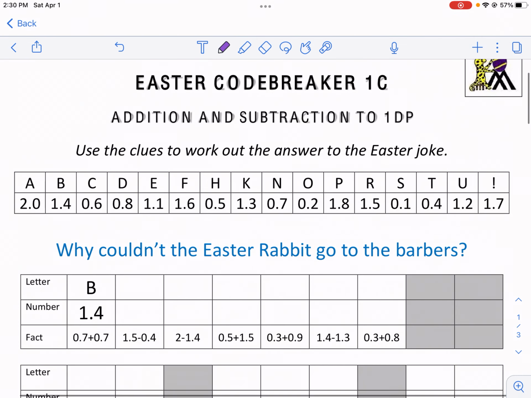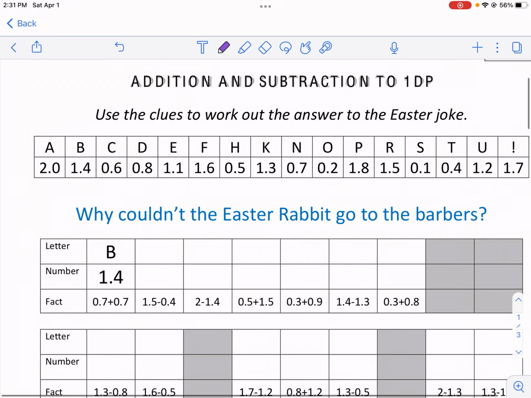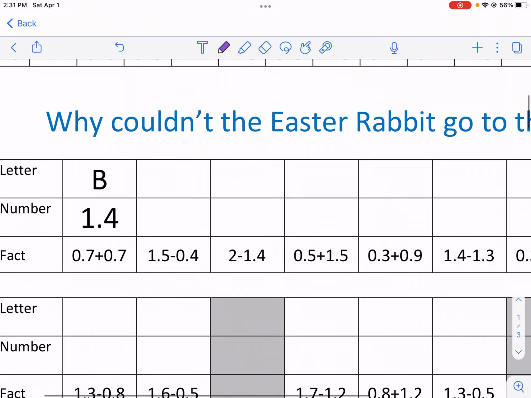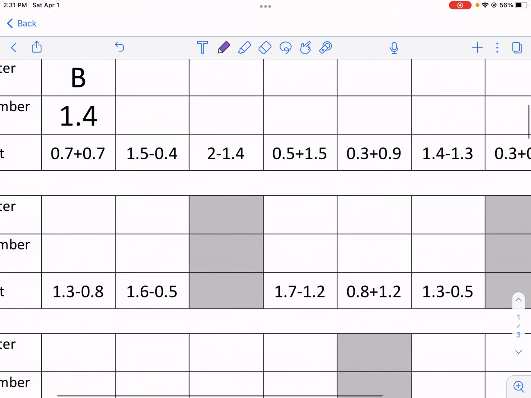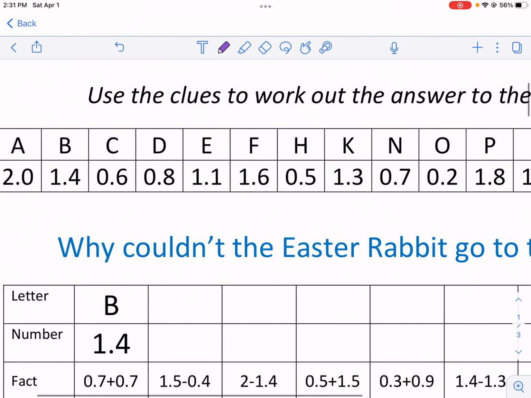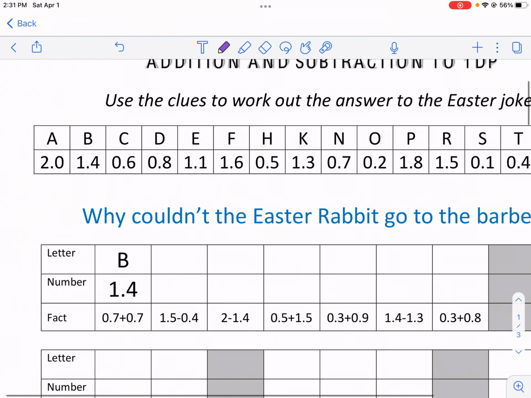So what we're doing for this worksheet is addition and subtraction to one decimal place. That's what DP means. And it says, use the clues to work out the answer to the Easter joke. So what we have to do is answer each one of these blocks. And we're going to have different letters that match up to our answers, as you can see right here, and then it will complete the joke.